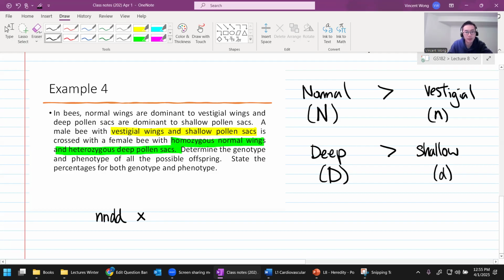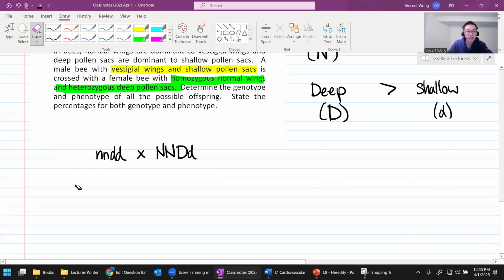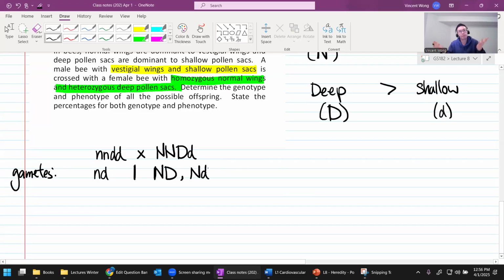Cross. The other parent would be homozygous normal wings. Homozygous is the same. And heterozygous deep pollen sacs. So that's big D, small d. Okay, I think I did that right. Gametes. This right here is small n, small d only. There's nothing else. Okay, I'm using a bar to separate the parents. Over here, we have big N, big D, or big N, small d. There's nothing else.